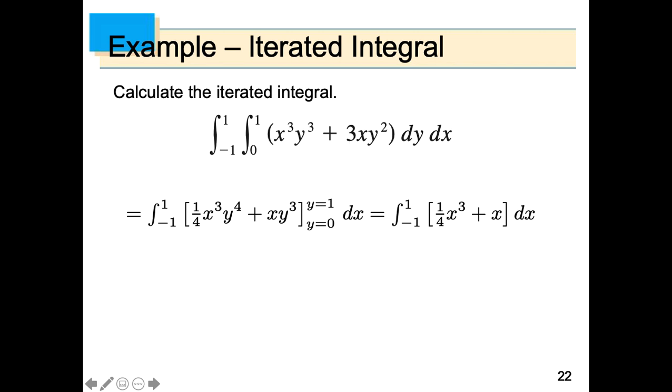And just like the fundamental theorem of calculus part 2, we evaluate from 0 to 1. Obviously, the 0 is going to cancel out both these terms. So we only really need to consider the 1, which gives us this result right here: 1/4 x cubed plus x. Now this becomes a very simple calculus 1 integration, integrating from -1 to 1, and then evaluating, we ultimately get 0 for this particular problem.